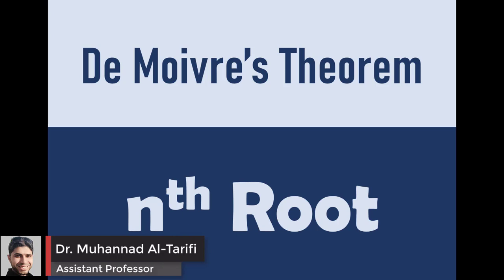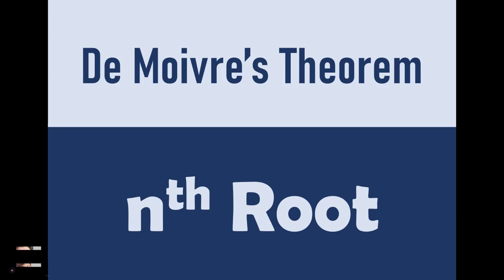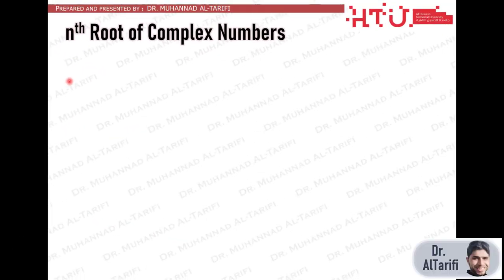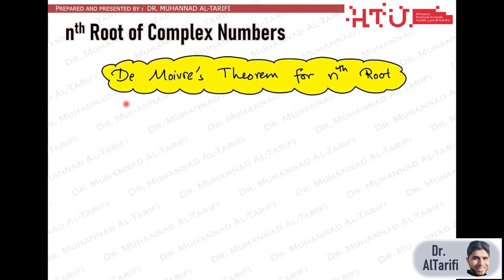In this video, we will discuss the process of determining all roots of a complex number. The process that we'll follow is called DeMoivre's theorem for nth roots, and it should give us all n roots of any complex number raised to the power 1 over n. This is how it works.